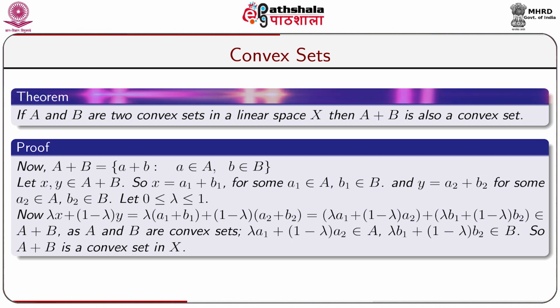As A is convex and a1, a2 belongs to capital A, lambda a1 plus 1 minus lambda a2 belongs to capital A. As b1 belongs to B, b2 belongs to B and B is convex, so lambda b1 plus 1 minus lambda into b2 belongs to B. So, lambda a1 plus 1 minus lambda a2 plus lambda b1 plus 1 minus lambda b2 belongs to A plus B, and hence it follows that A plus B is a convex set in capital X.